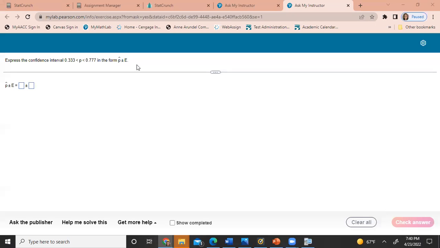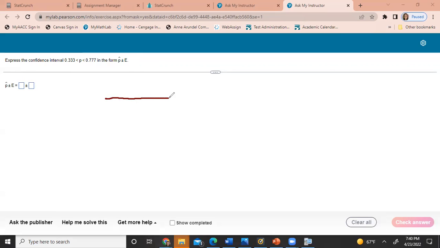Hello, class. This problem is from 9.1, number 13. This one is still kind of getting us used to this whole confidence interval situation. It says express the confidence interval from 0.333 to 0.777 in the form of p hat plus or minus E. So what is happening here?